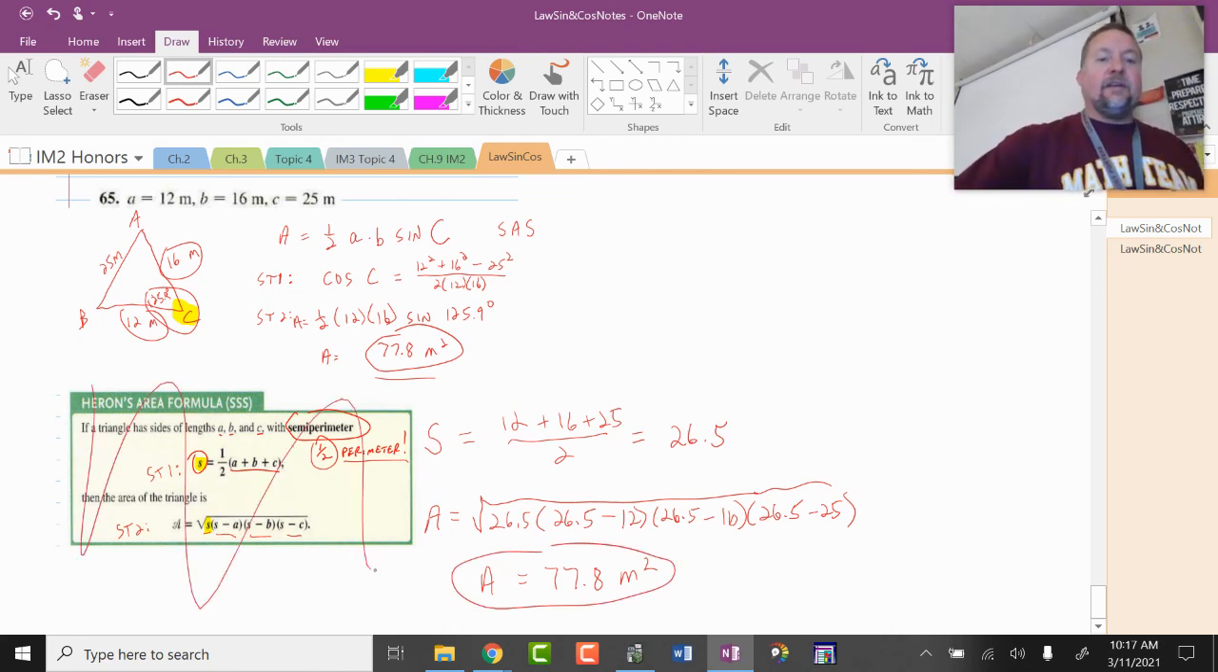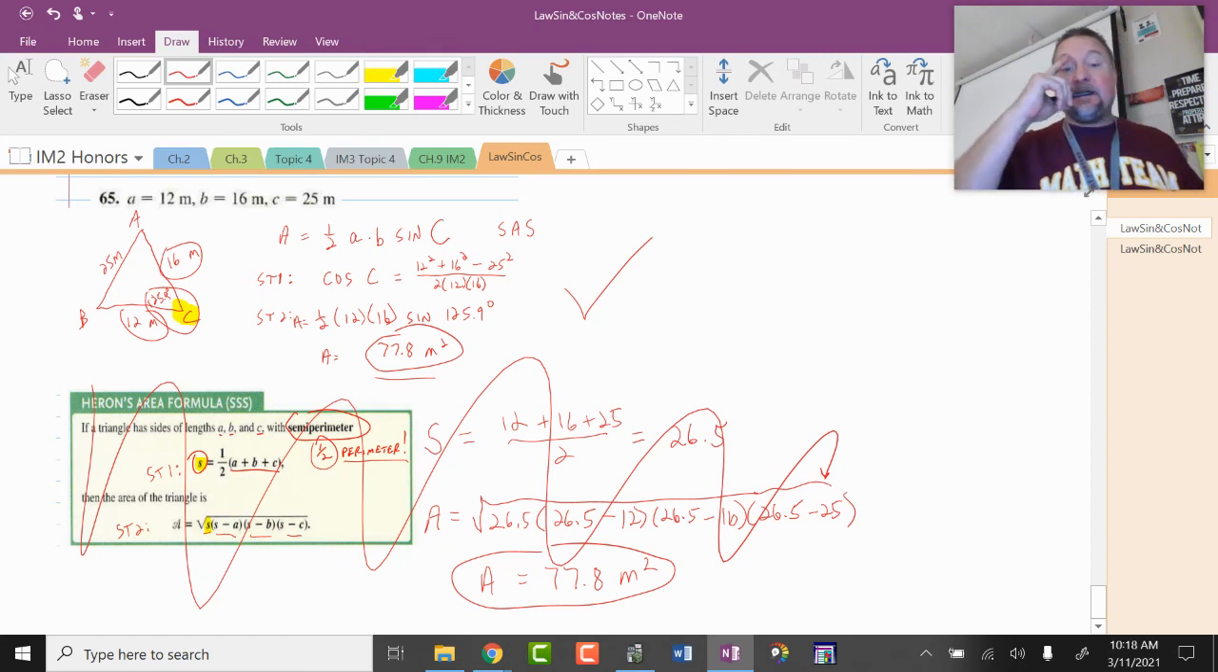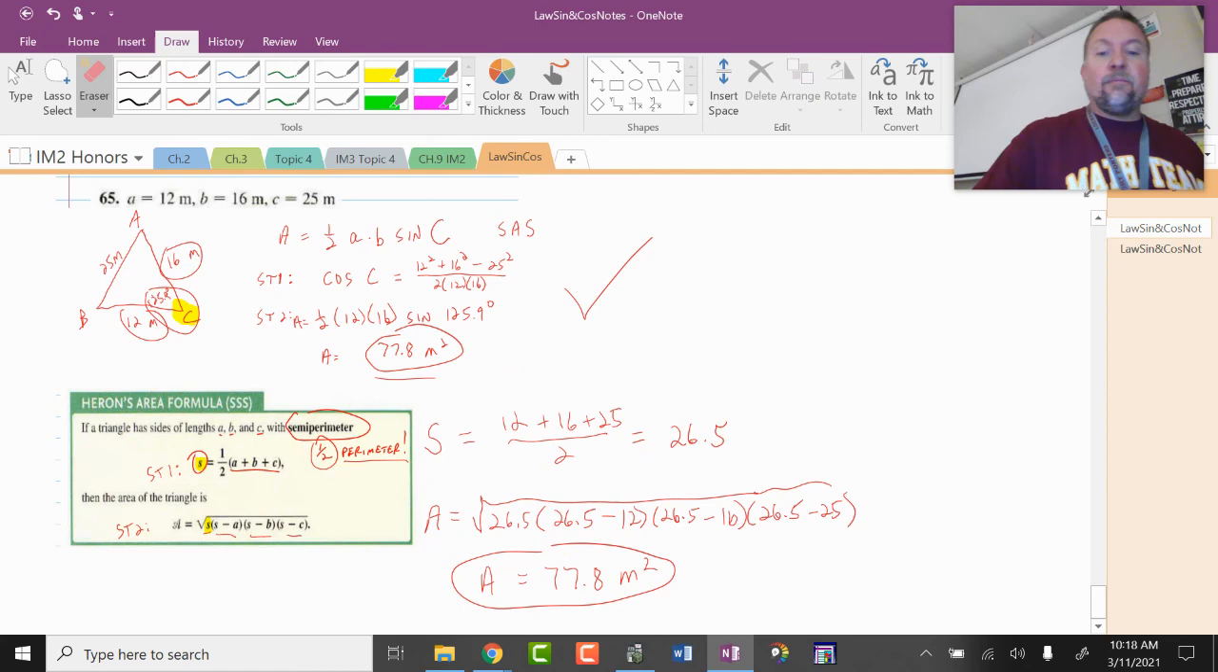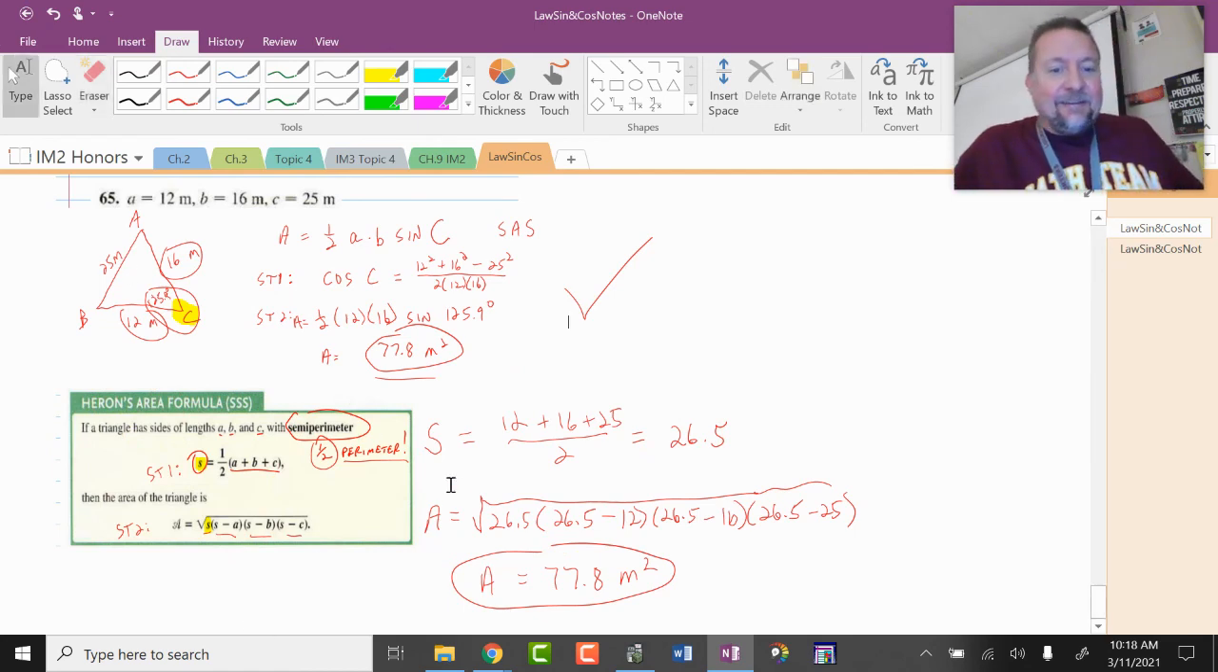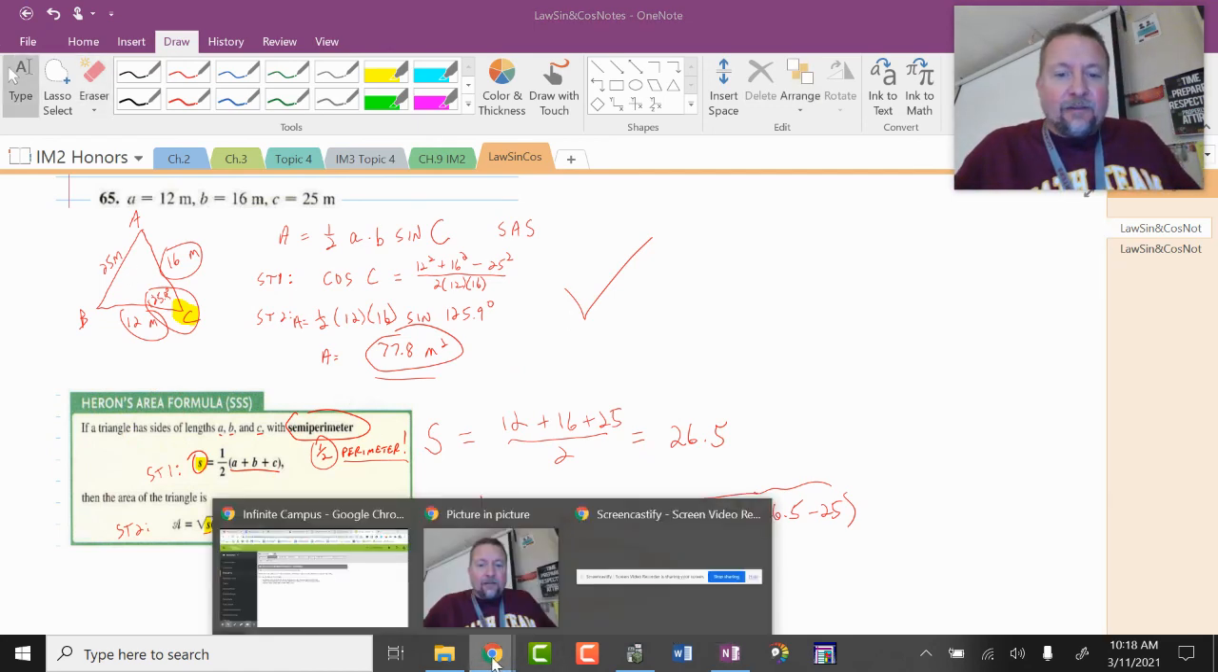Okay, so you could ignore all of that. You still have an option of how to find the area when you're given side, side, side. So if you don't want to memorize another formula, don't, all right? You've got all the power to do something else.